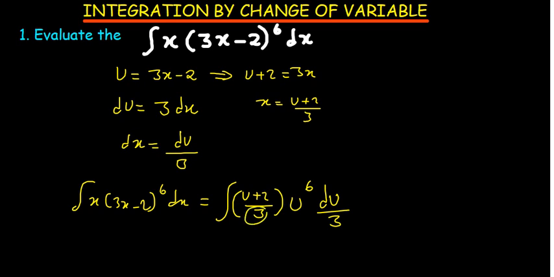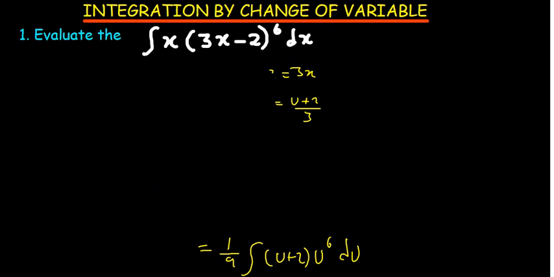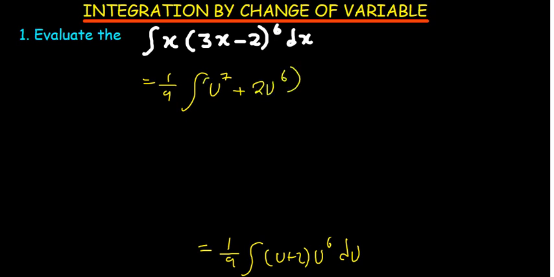At this point we can multiply this 3 and this 3, that will give us a 9. So we have got a 9 in the denominator, and that's a constant. We can take that outside the integral, and that will just remain u plus 2 and then u to the power 6 du. So from there we're going to get 1 over 9 integral. I'm going to multiply u times u to the power 6, same base multiplying, we just add the powers, u to the power 7, then 2 times u to the power 6, that is going to be 2u to the power 6, and then we've got a du.